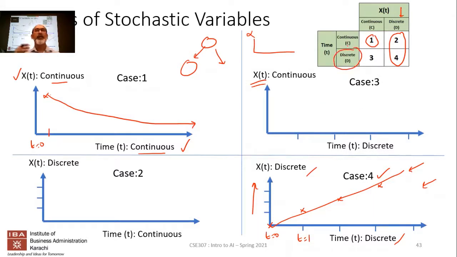Now, what about the amount of rain? Is the amount of rain continuous or discrete? So the amount of rain is continuous. So this is a good example of which case? Here time is discrete and x value is continuous. So it's case 3. Okay.